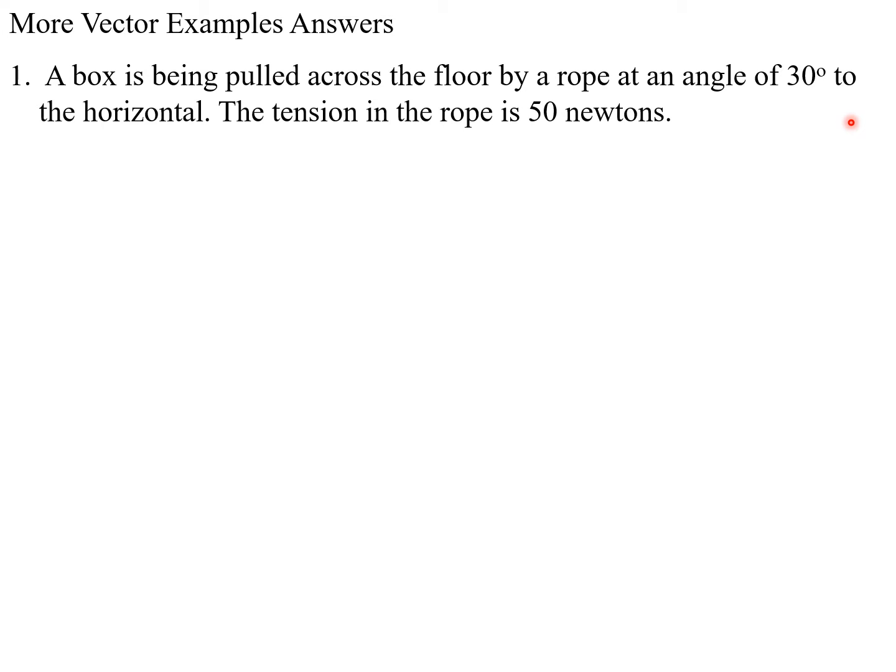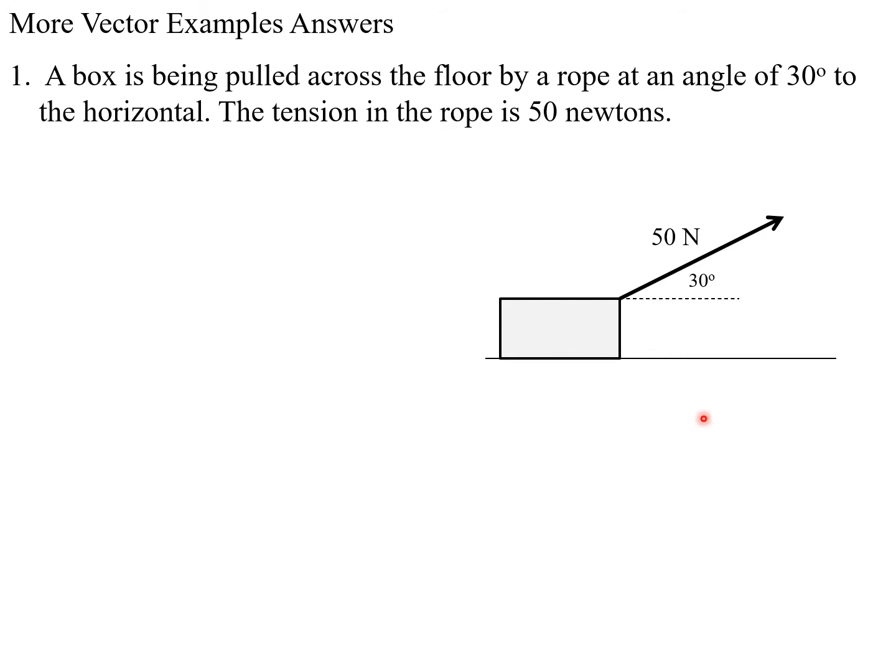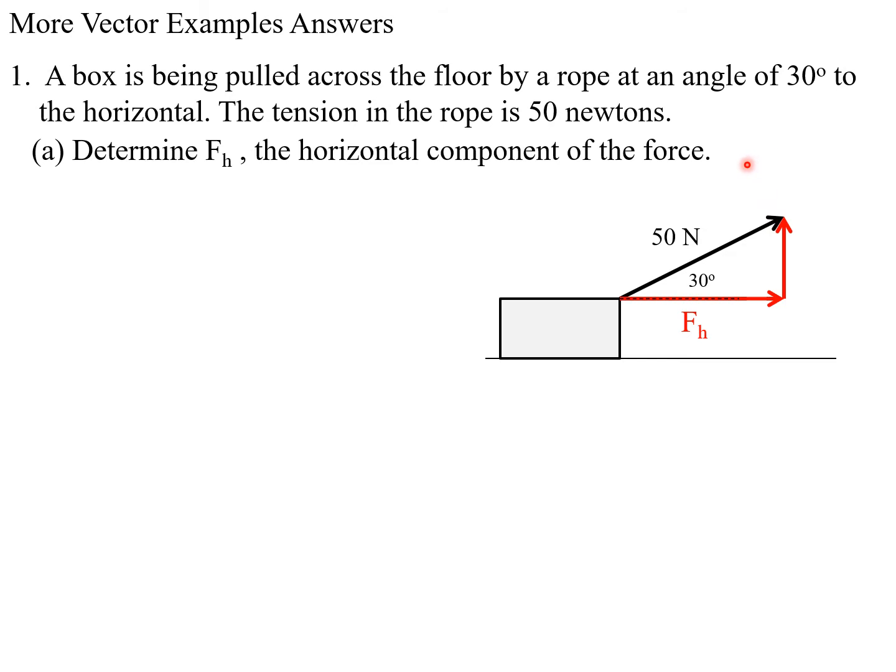A box is being pulled across the floor by a rope. All right, so let's make a little sketch here. There's the box on the floor. The rope is at an angle of 30 degrees to the horizontal, and it has a tension of 50 newtons. All right, and what we want to do first is to determine the horizontal component of the force.